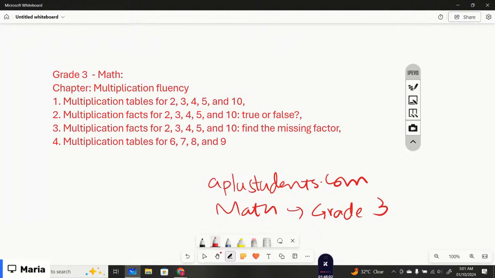We're going to start with the chapter multiplication fluency. The lessons we're going to cover today are multiplication tables for 2, 3, 4, 5, and 10. Then multiplication facts for 2, 3, 4, 5, and 10, true or false. Then multiplication facts for 2, 3, 4, 5, and 10, find the missing factor. And then multiplication tables for 6, 7, 8, and 9.